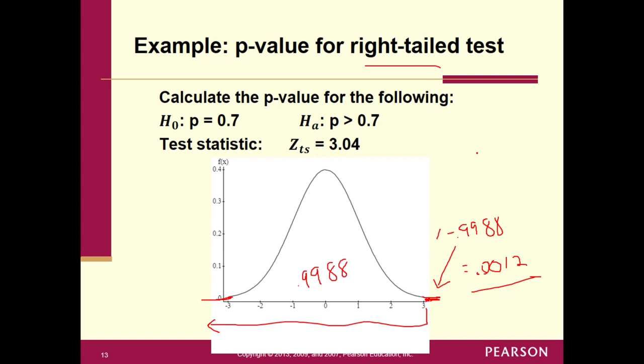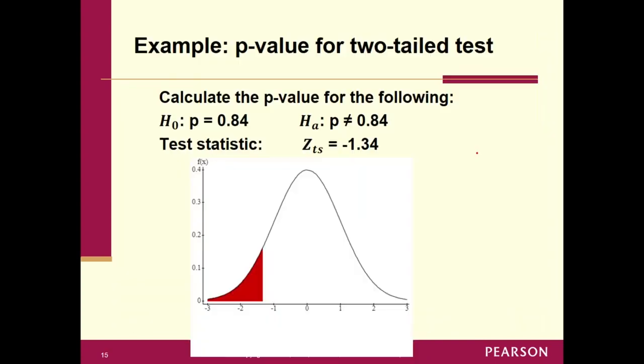So right-tailed, 1 minus the probability that you look up. Now, how about if we run a two-tailed test? Okay. So notice here we have a not equal to sign in the alternative hypothesis. Now remember what's going on here. You are testing both less than and greater than at exactly the same time. So you got to do something special here with the p-value.